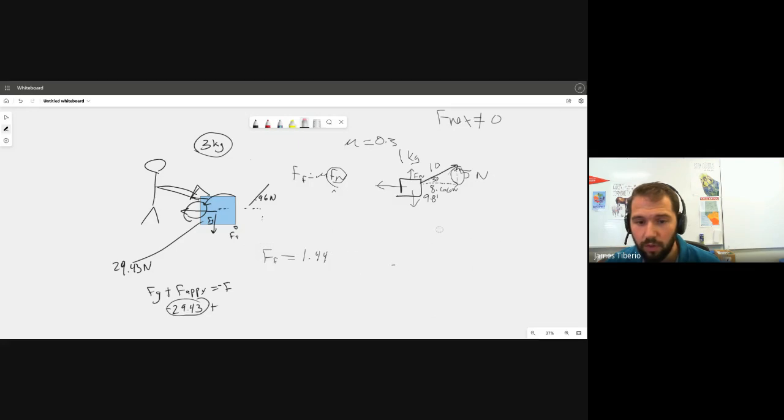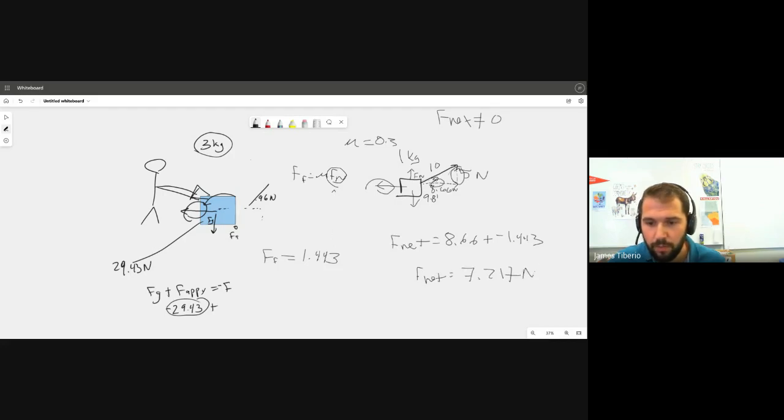Well, that means we know there is a net force. We can see that the up and down forces have to be equal or else it's sinking into the ground or floating away. But we know how hard forward we're pulling, and we know how hard friction is trying to resist us. And so F net equals 8.66 newtons, that's our forward force, plus, and our friction is against us, so it's a negative 1.443. And we get 7.217 newtons of net force.